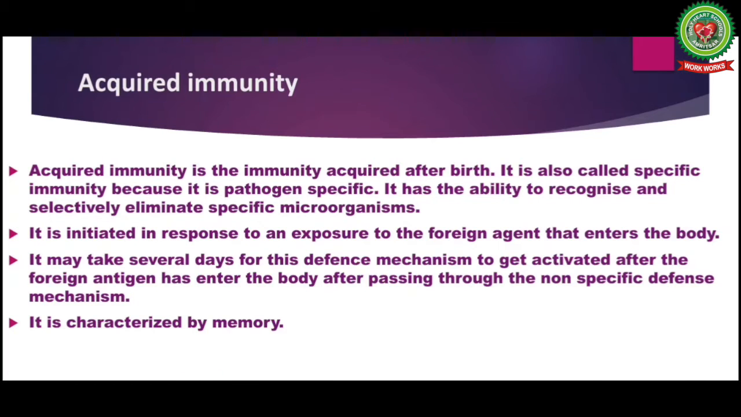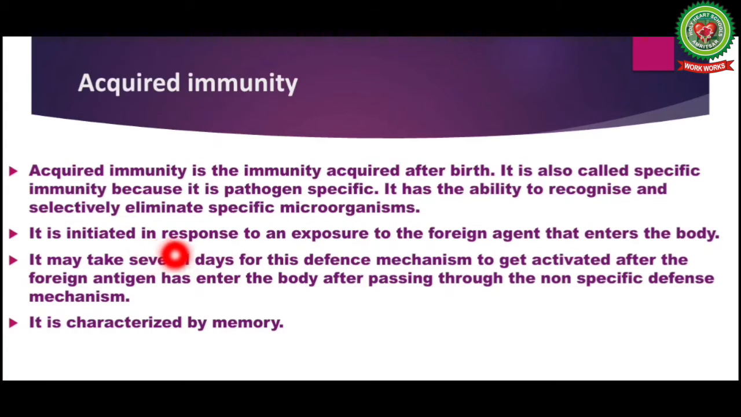So first of all, what is acquired immunity? It is immunity acquired after birth. Acquired immunity is also called specific immunity because it is pathogen specific. It has the ability to recognize and selectively eliminate specific microorganisms. It supplements the protection provided by innate or inborn immunity.